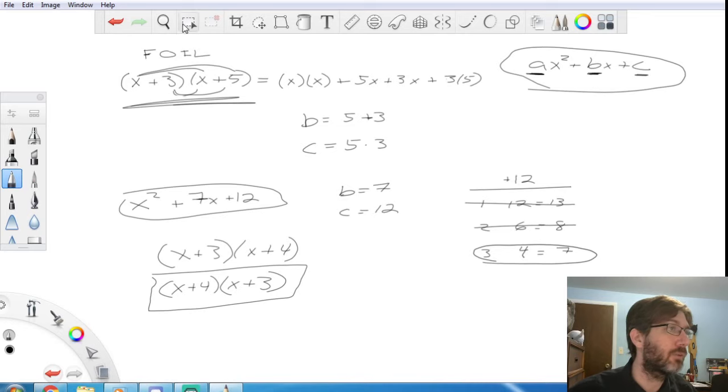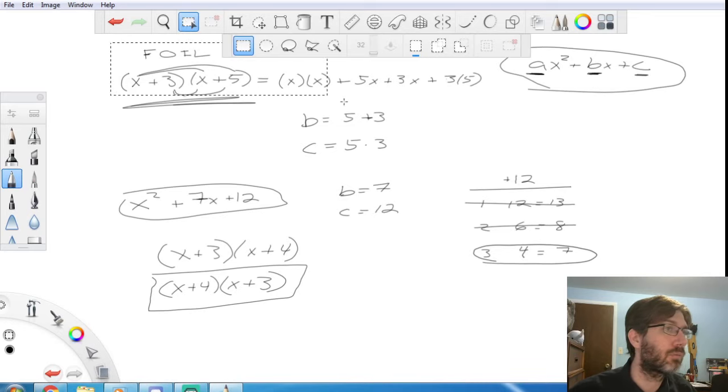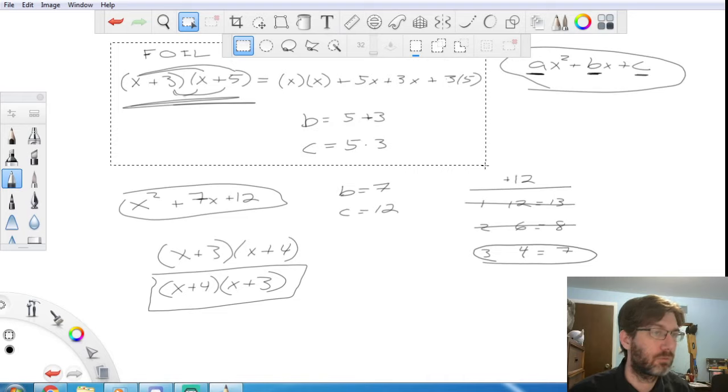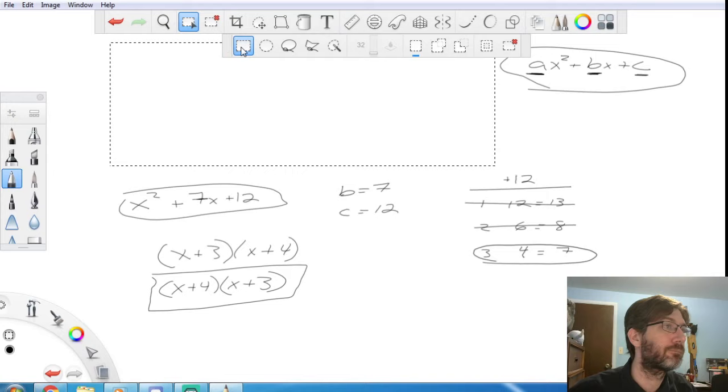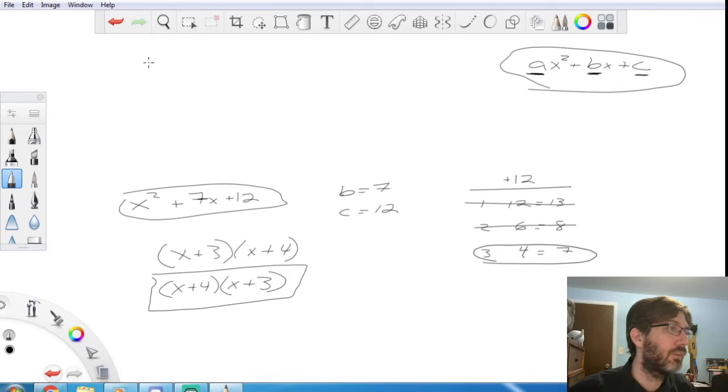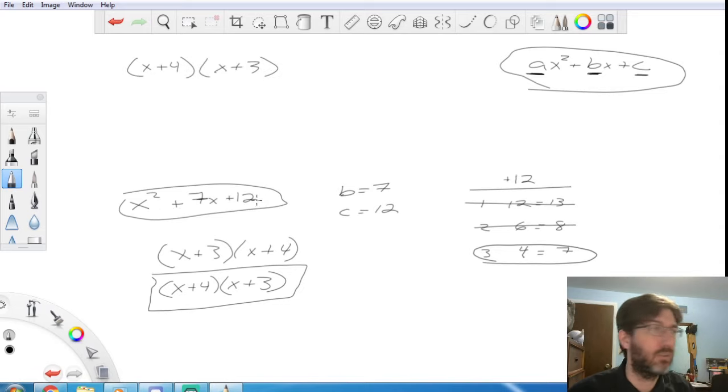I'm going to just make some room here. Let's go ahead and foil x plus 4 times x plus 3, and hopefully we're going to get x squared plus 7x plus 12.